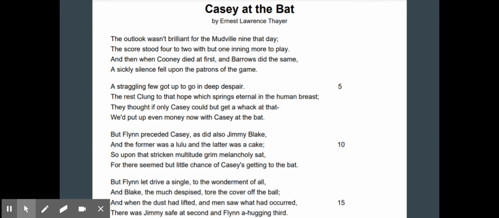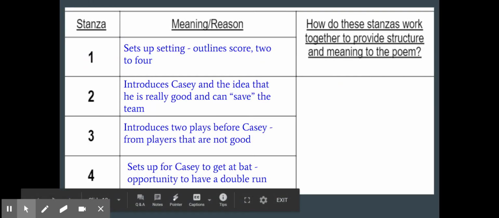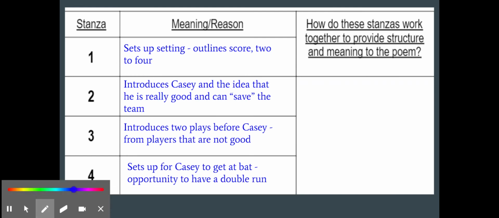And then that final paragraph, they're talking about what Flynn and Blake do, and they actually do fairly well, so that Jimmy is safe at second and Flynn is hugging third. So there's an opportunity for Casey not only to get up at bat, but also to have that double run. I know that that's important because that score is 2-4. So the Mudville 9 wants to make sure they get those 2 runs to at least tie or be able to do a tiebreaker.